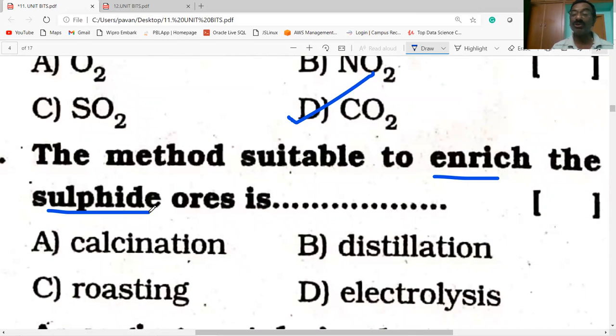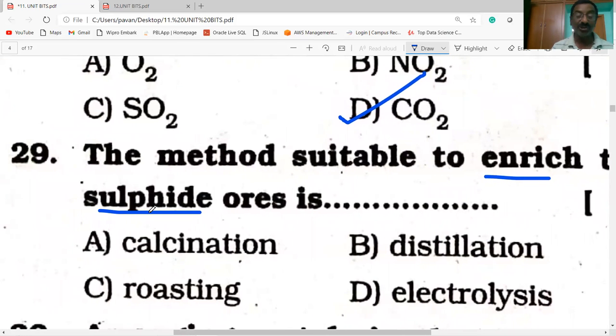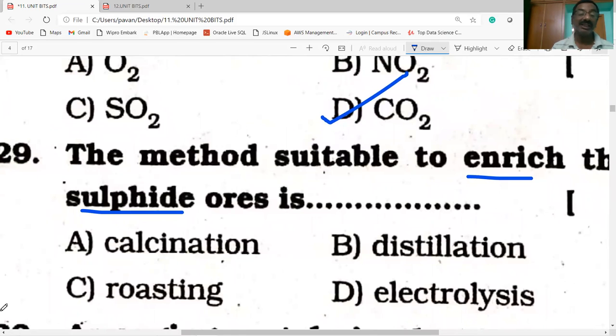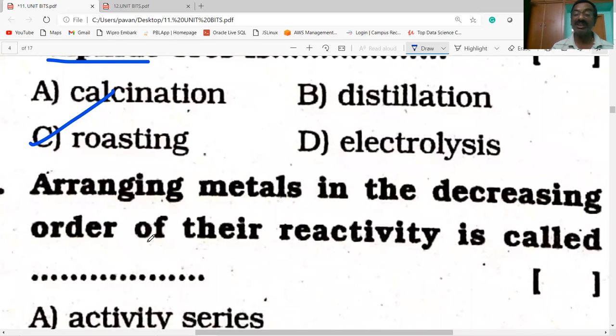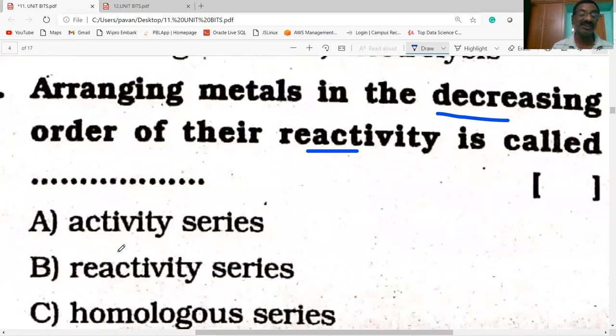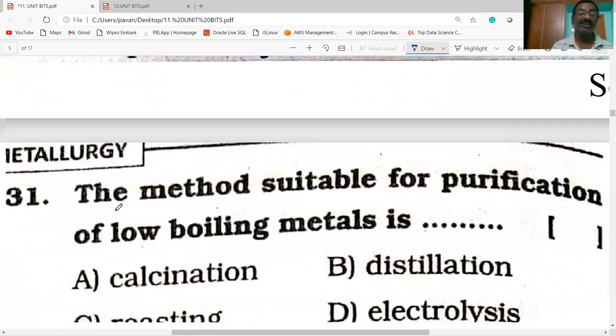The method suitable to enrich the sulfide ores, enrich meaning purification, is roasting, which converts them into oxides. Arranging the metals in the decreasing order of their reactivity, that is, an increasing or decreasing order of reactivity, is called the activity series.